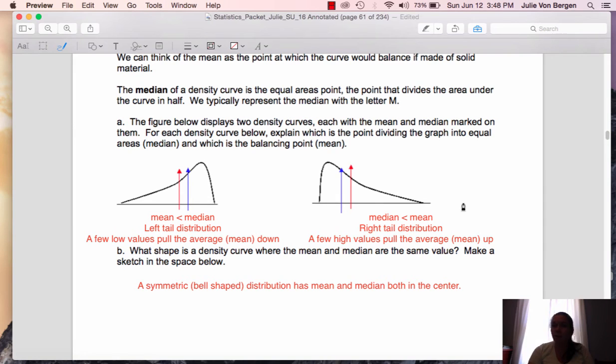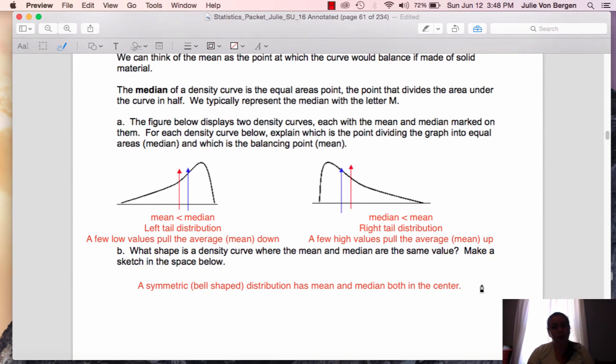The graph at right has the peak over here, so it's got higher bars, or higher area. So the median here is less than the mean. In this case, we've got a few high values. Remember, this is the high side of the graph and this is the low side, because we go from smallest to largest. So a few high values are pulling the mean, or the average, up. In a right-tailed distribution, where the tail's out here to the right, also called a right skew distribution, we've got a few high values pulling the average up.